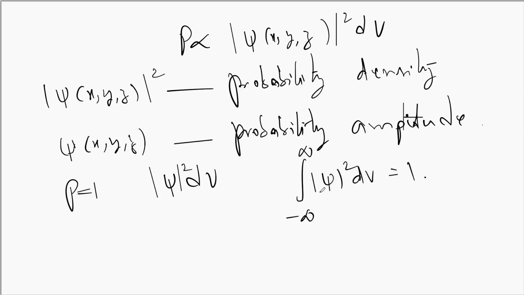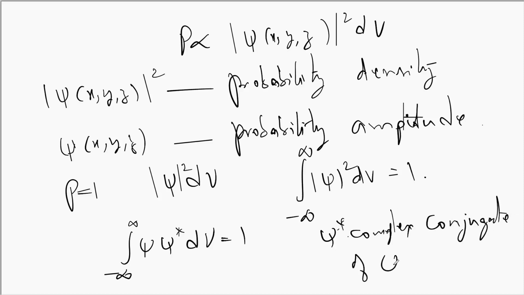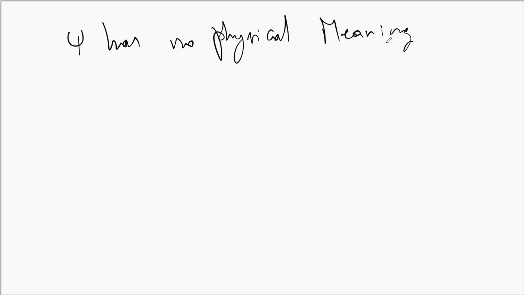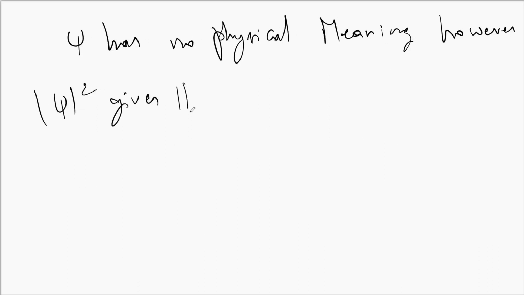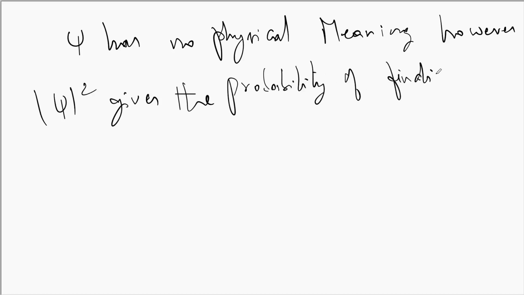Since we know that psi is a complex function, we can write mod psi squared as the integral from minus infinity to plus infinity of psi star psi dV is equal to 1, where psi star is the complex conjugate of psi. Therefore, we say that psi has no physical meaning. However, mod psi squared gives the probability of finding the particle.